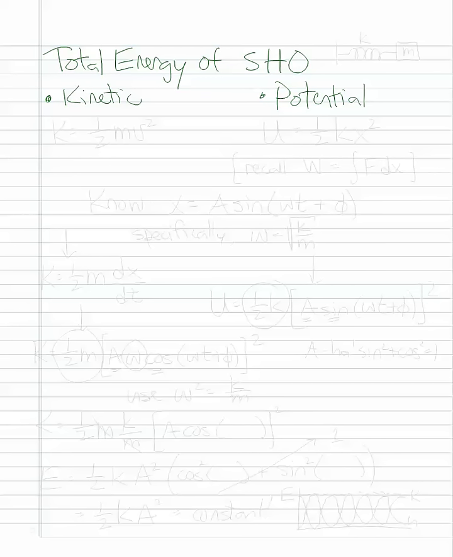Let's start with just doing a simple mass on a spring. Okay, so the kinetic energy will be 1/2 mv squared. The potential energy will be 1/2 kx squared.